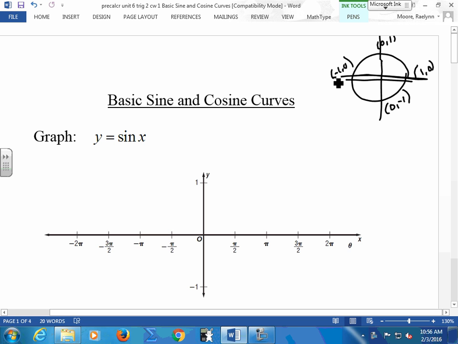Sorry about that. My lines are off. And it goes out 1 unit, up 1 unit, down 1 unit. So all the quadrants contain either zeros or 1, the minimum values or the maximum values.